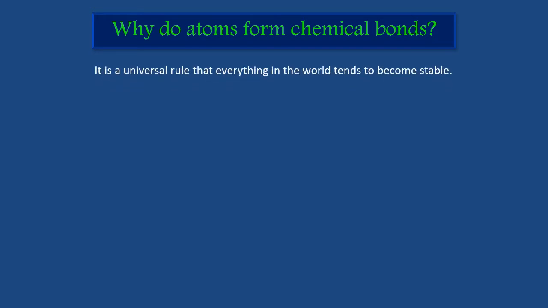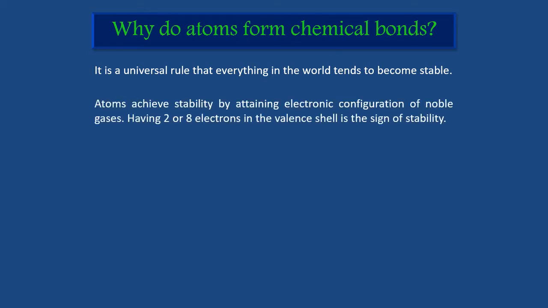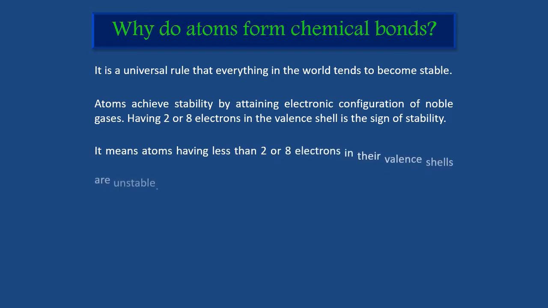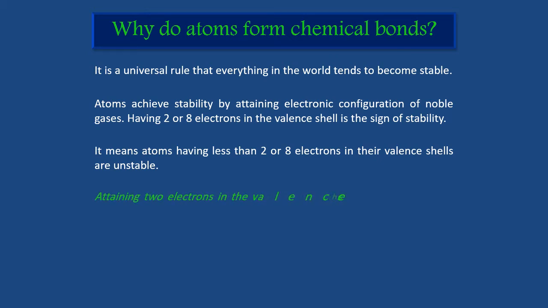It is a universal rule that everything in the world tends to become stable. Atoms achieve stability by attaining electronic configuration of noble gases. Having 2 or 8 electrons in the valence shell is the sign of stability. It means atoms having less than 2 or 8 electrons in their valence shells are unstable. So, attaining 2 electrons in the valence shell is called duplet rule, while attaining 8 electrons in the valence shell is called octet rule.